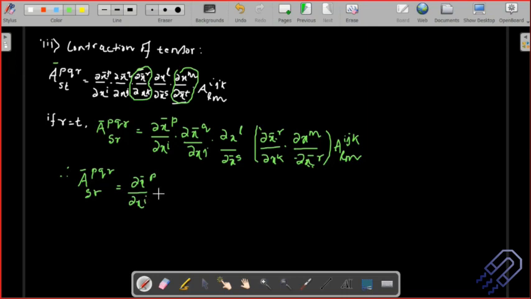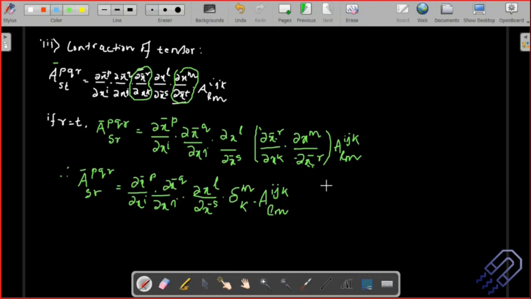Divided by del xi into del x bar q into del xj into del xl divided by del x bar s into delta mk. M is in the numerator, k is in the denominator, so in Kronecker delta also we use the same sequence, mk. So this is Kronecker delta a i j k l m, right?